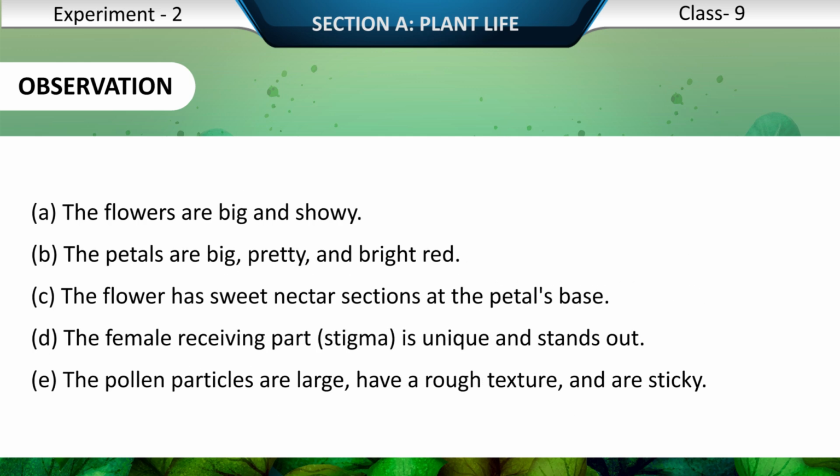A. The flowers are big and showy. B. The petals are big, pretty, and bright red. C. The flower has sweet nectar sections at the petal's base. D. The female receiving part, stigma, is unique and stands out. E. The pollen particles are large, have a rough texture, and are sticky.